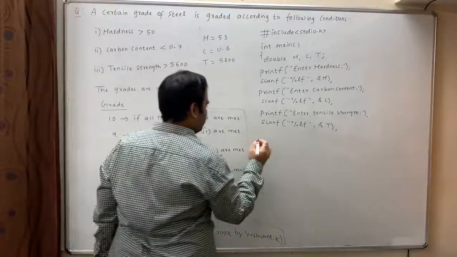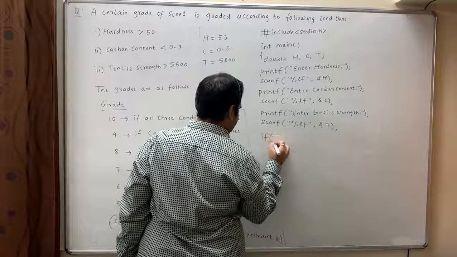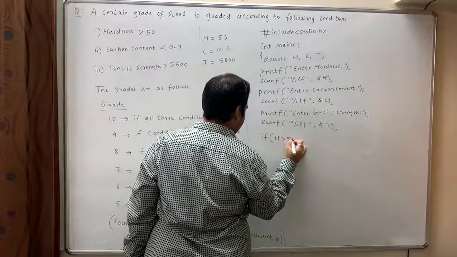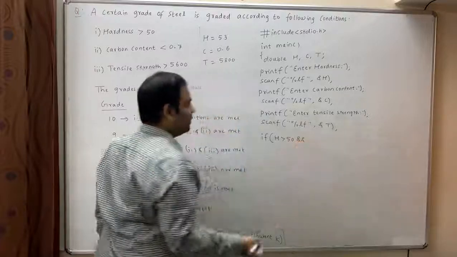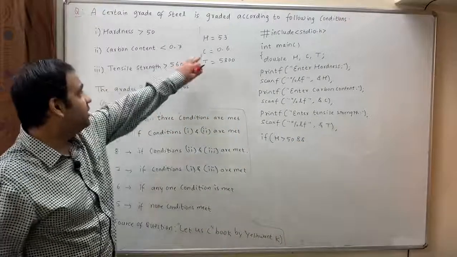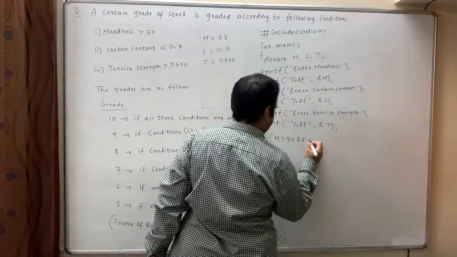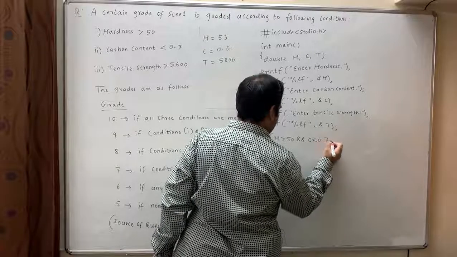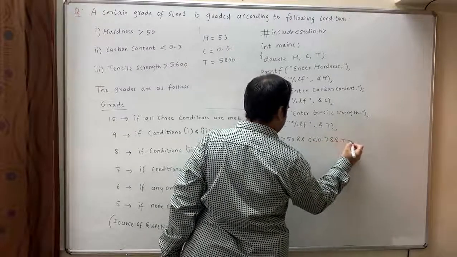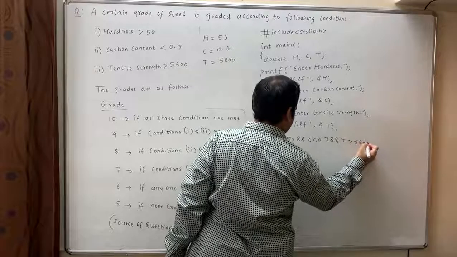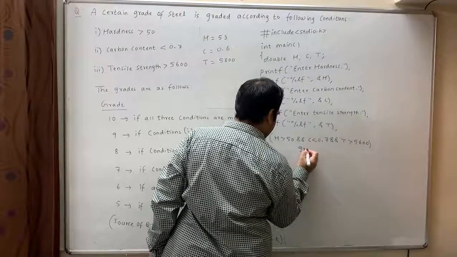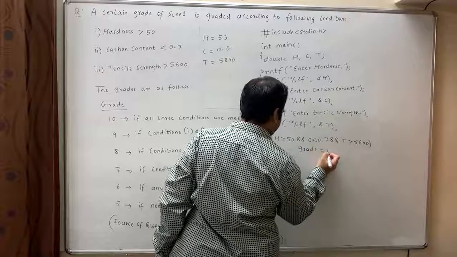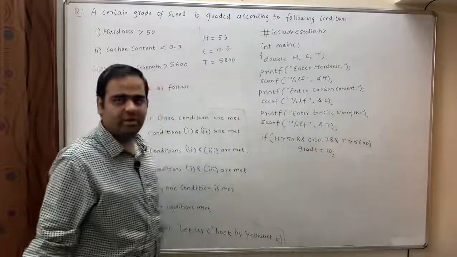And what we do, we check if hardness greater than 50 and that's the second condition. What should be second condition? Carbon content less than 0.7 and tensile strength greater than 5600. Then what should be grade? And I can write here as grade is equal to 10.